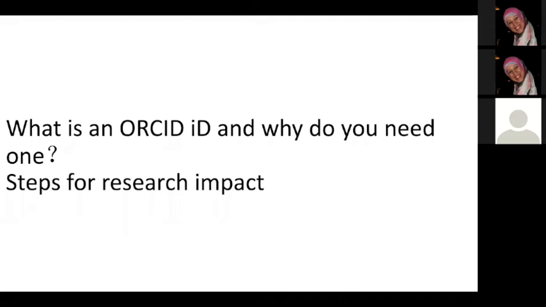The Orcid ID number, orcid.org, and we'll look in more detail about what these numbers are, how they can help you, how you can use them, how you can gain quite a lot of advantages from getting involved in this movement. We're going to be talking this evening about what is an Orcid ID and why should you use one in the context of steps to maximize your research impact.